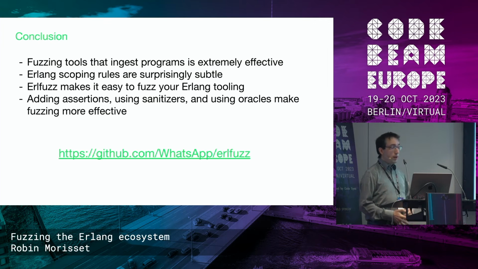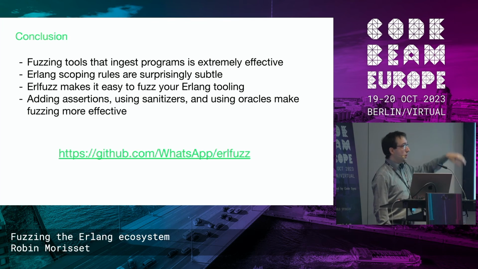And whatever fuzzer you're using, whether Erlfuzz or another one, you can massively improve its effectiveness by doing things like turning silent errors into crashes with assertions, sanitizers, and timeouts, and also by comparing the outputs of your tools with either other tools or other versions of the same tools or other options for the same tools. And these tricks are very general. They work on pretty much anything.